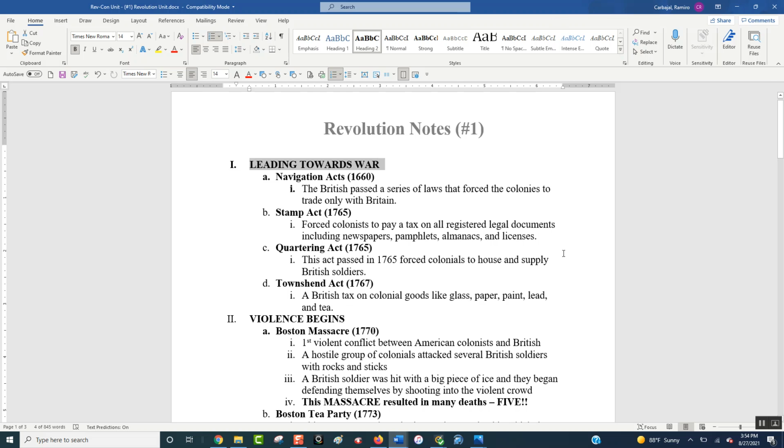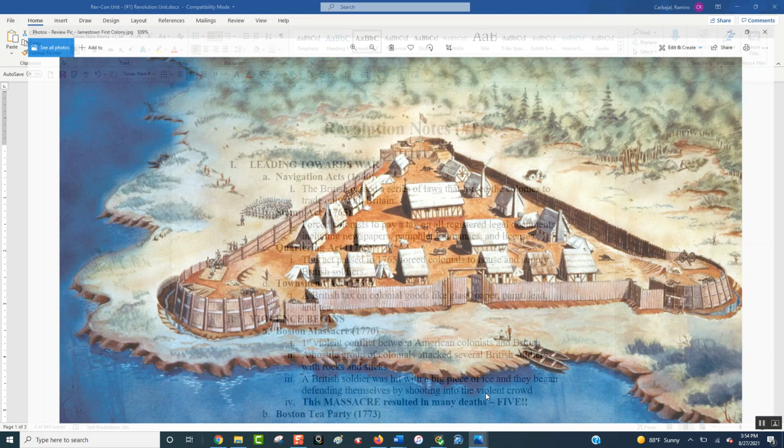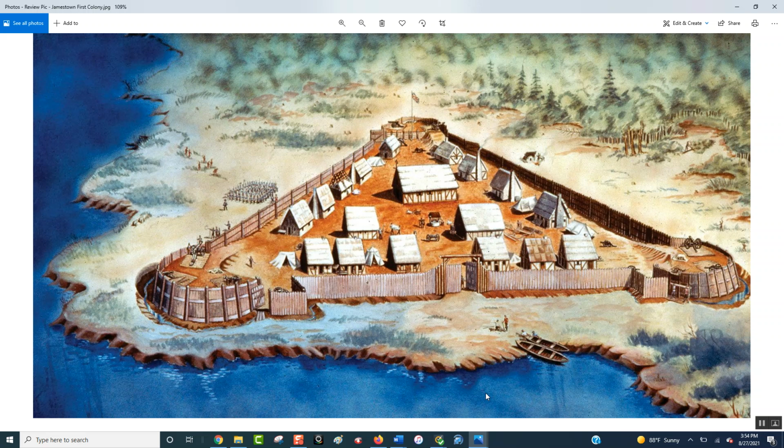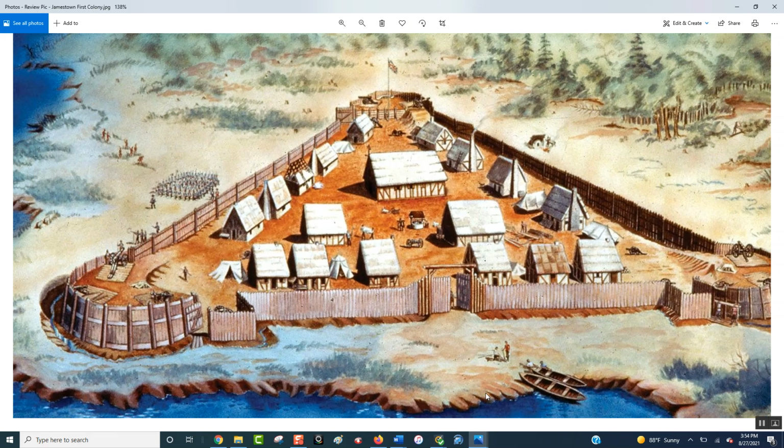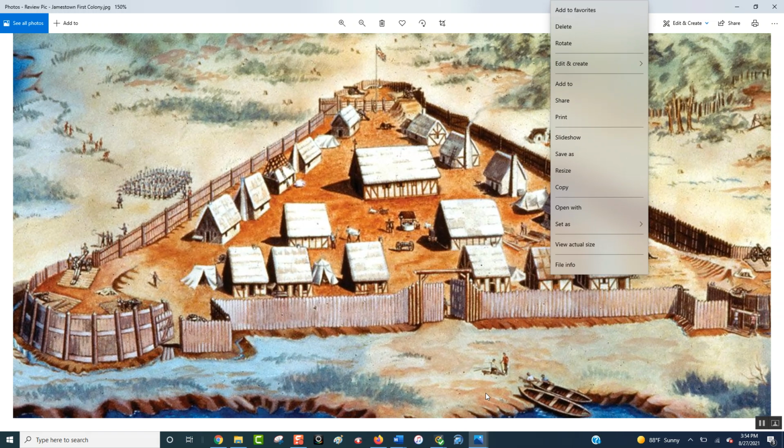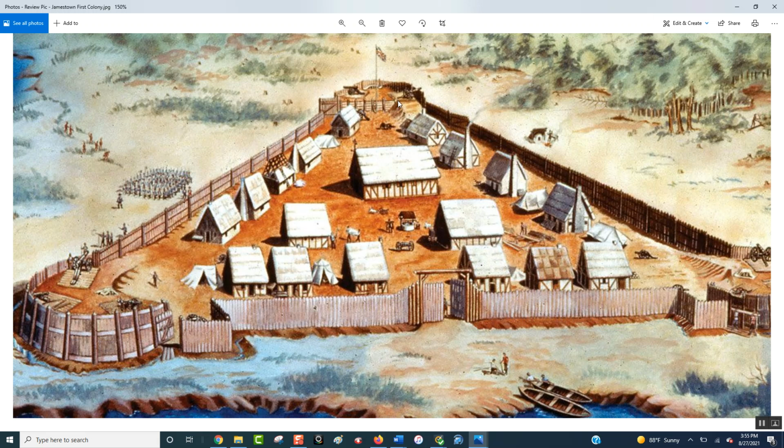So eventually more and more people are going to come, and the first major settlement or the first major colony will be set up in Virginia in Jamestown. It looked like this. Now, as you could tell, it's not much of a city, but it is the first settlement. It has walls for protection, and it has multiple homes. And the idea, and if you look at the flag, is representing the British.